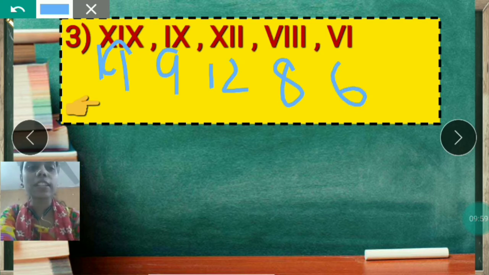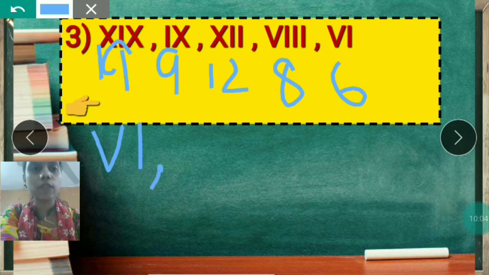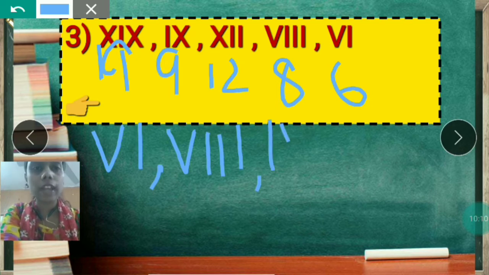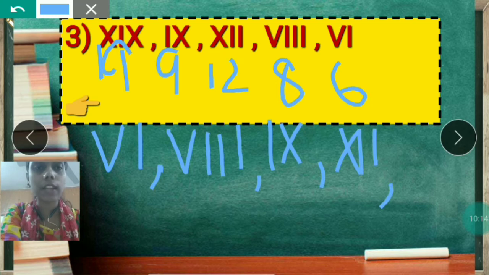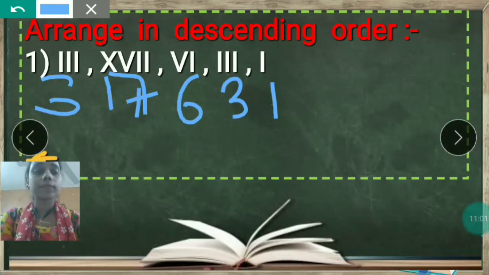Now we will see which one is the smallest. 6 is the smallest, so I will write 6. After 6, which one is the smallest? 8, so I will write here 8. After 8, which one is the smallest, dear? 9, so I will write 9. After 9, 12 is the smallest, so I will write 12. And after 12, which one is the smallest? That is 19. Okay, student.